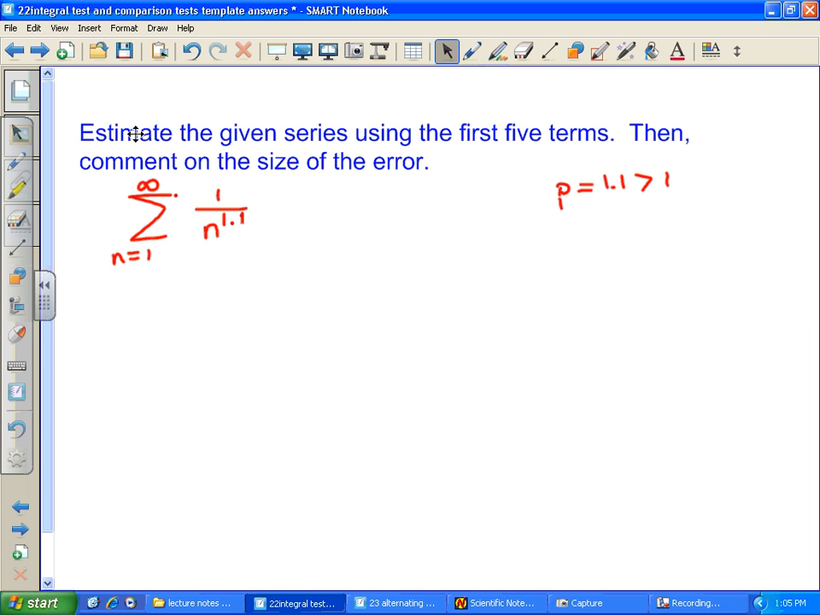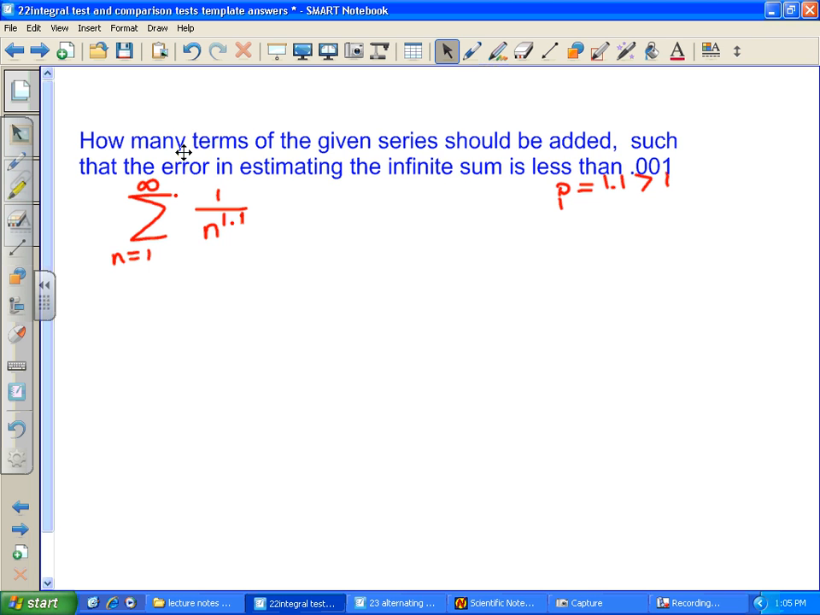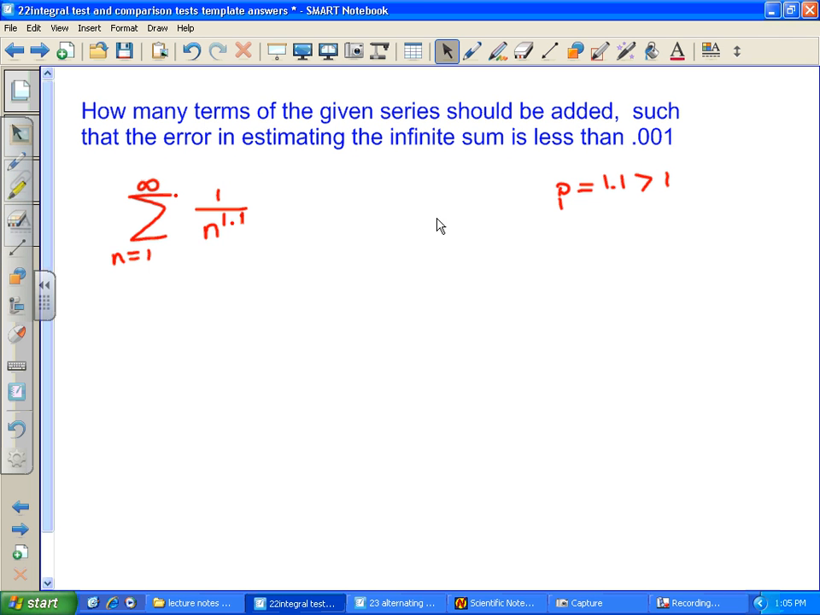How many terms should we add so that we can estimate this sum with an error less than 0.001? I mean, we saw that even 100 million wasn't enough. So what is really the correct answer here? Let's use our estimation theorem. Let's assume that number is capital N. So assume the answer is N.